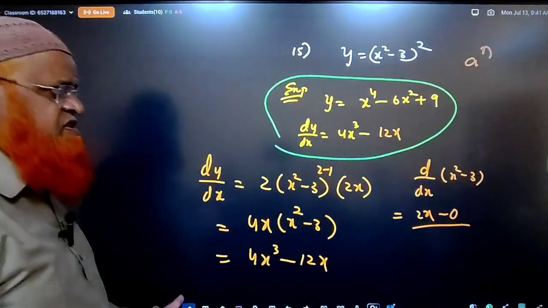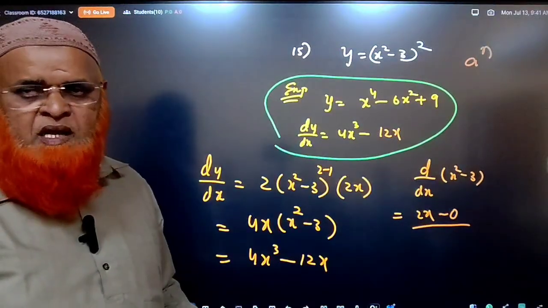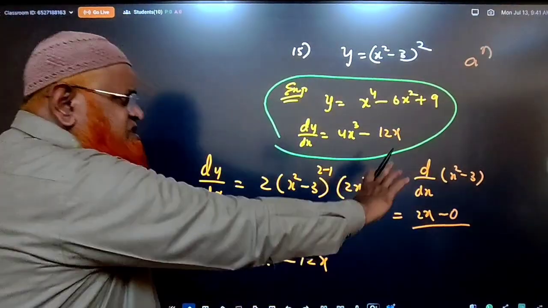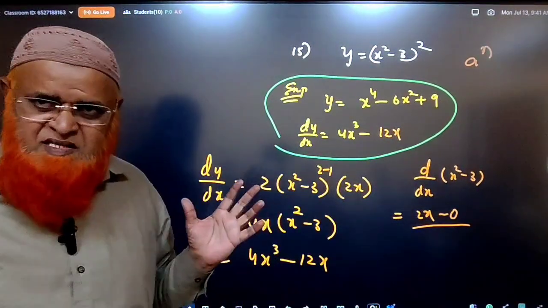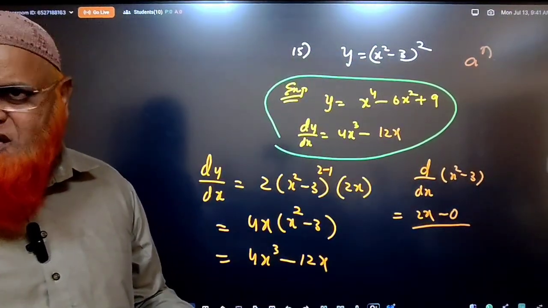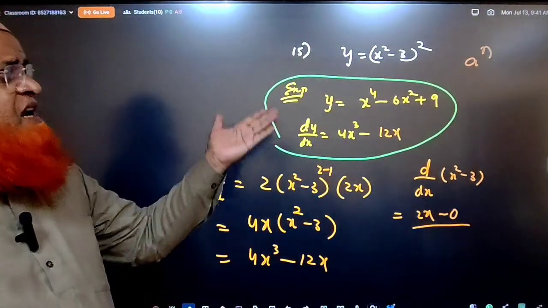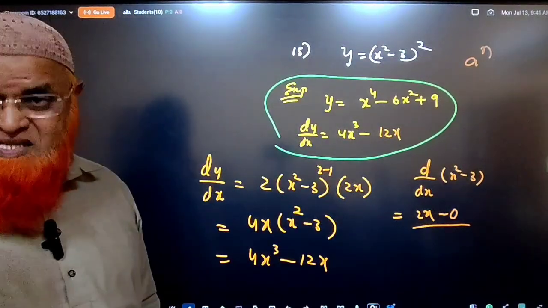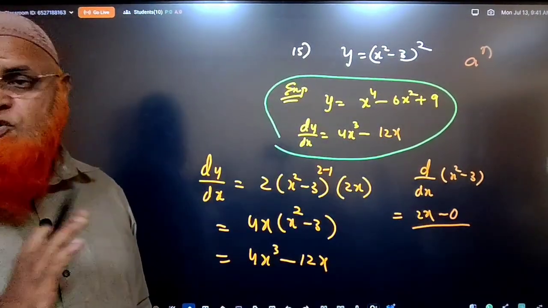Okay, so both the methods are okay. See, power method is a universal method. You can apply it for any powers. Only for square do you know the formula, a square plus b square minus 2ab. You have applied the formula. A minus b whole cube also you can apply the formula, but power method is the universal method.